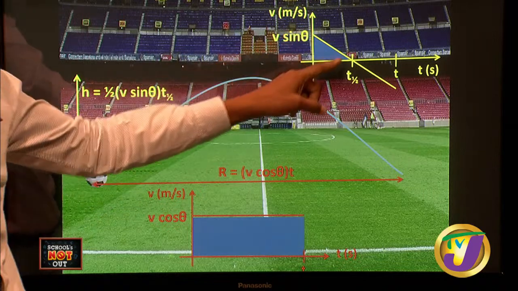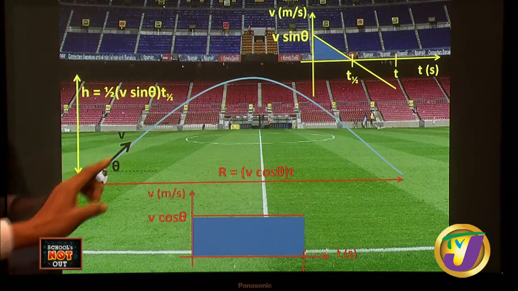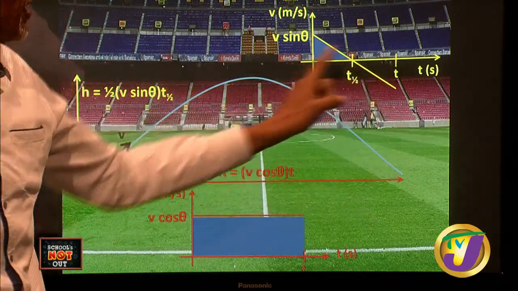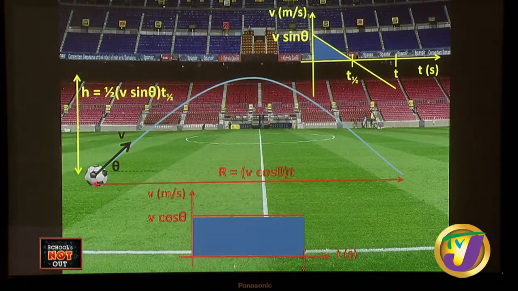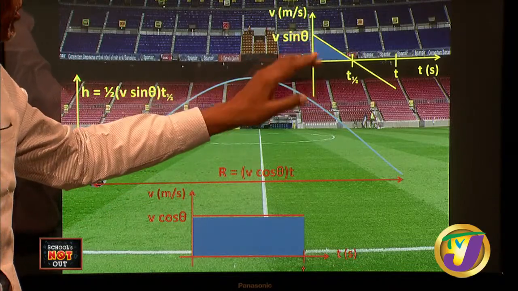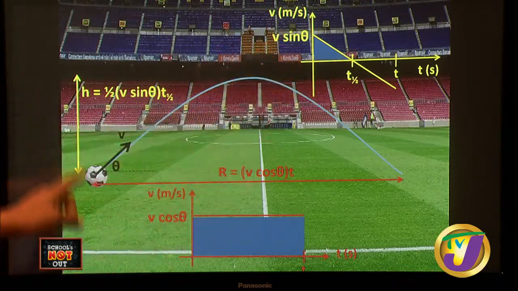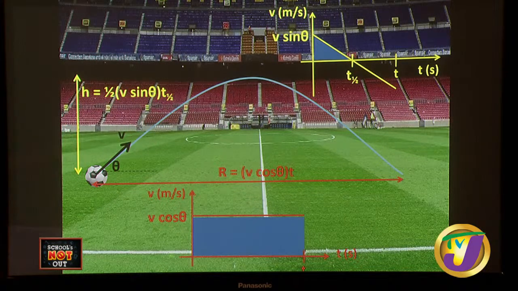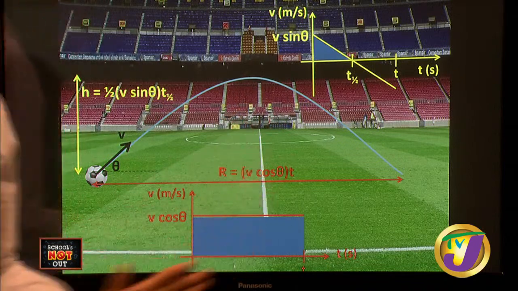Now remember, this is a triangle. This is t half, because the ball takes the same time to go up as it takes to come down, if the full time is t, because this would be half the time it takes the ball to go up and come down. And so when we determine the area, it's a triangle, so it is half base times height. So it will be half times t half times v sin theta, and that will give you the height to which the ball travels.